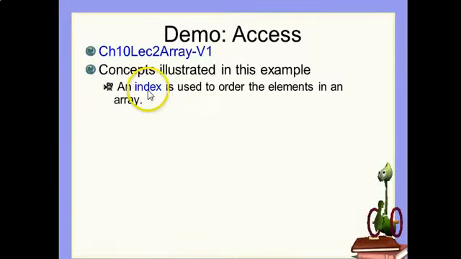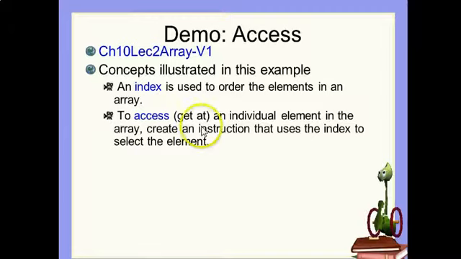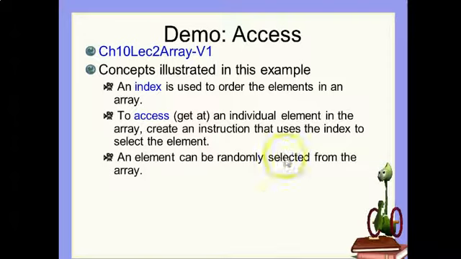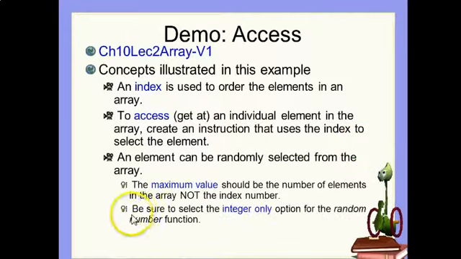Okay, so like we saw, an index is used to order the elements in an array. To access the individual elements, we used an instruction that used the index to select the element, and an element can be randomly selected. So this one talks about using index number 3, and this was the random one. And the maximum value should be the number of elements, not the index number. That's important, okay? And also to select the integer only option.